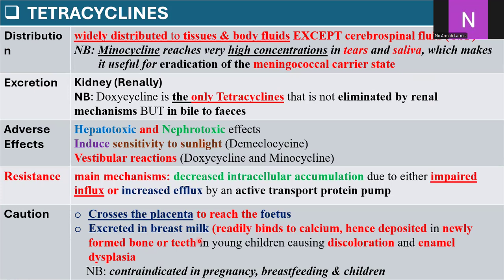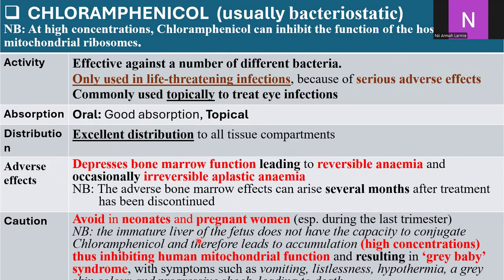Now let's look at the 50S subunit. Of the 50S subunit, chloramphenicol is the first member. Chloramphenicol is known usually to be bacteriostatic. It acts by binding to the 50S subunit of our ribosome and interfering with bacterial protein synthesis. It is usually reserved for life-threatening infections because even though it's effective, it also has some serious adverse effects.